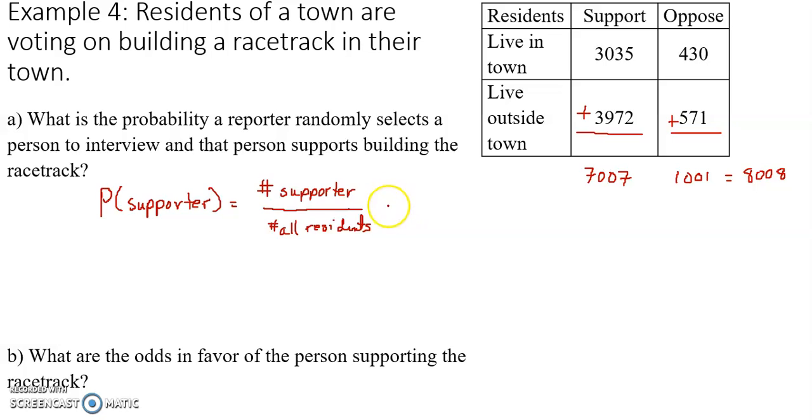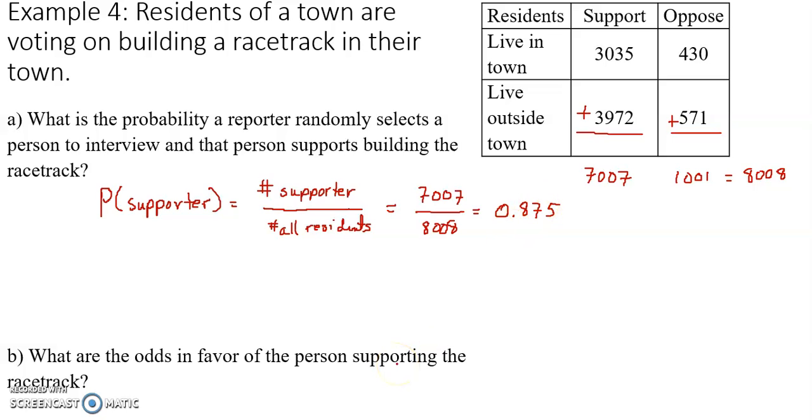My probability then will be the number of supporters, which is 7,007, and that's divided by 8,008, and that's going to give you 0.875 when you put that into your calculator.